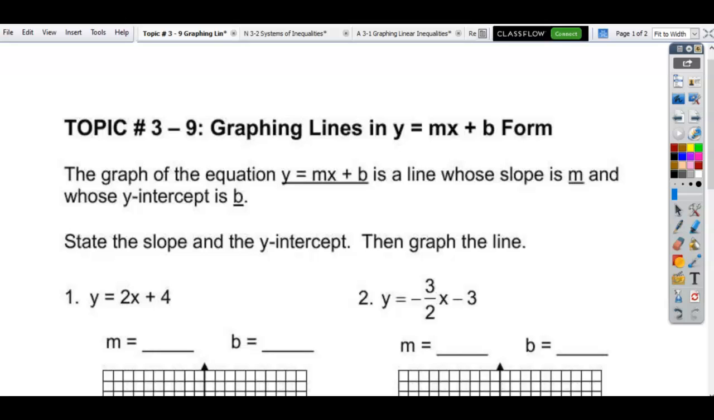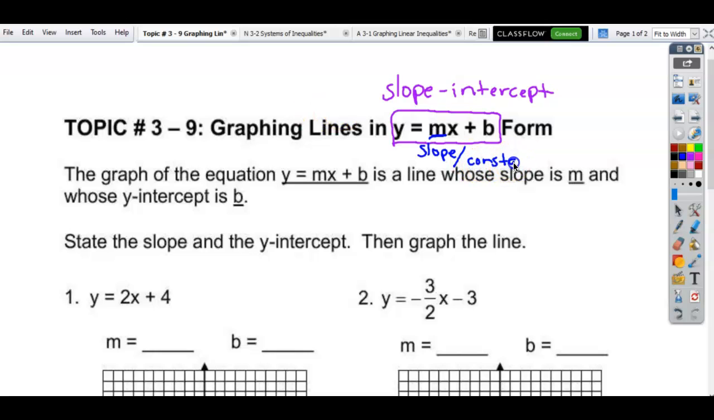Okay, today's lesson is going to be learning to graph using the y equals mx plus b form. This form is your slope-intercept form. It's one of the ways linear equations are written. In the slope-intercept form, the m right here is your slope.